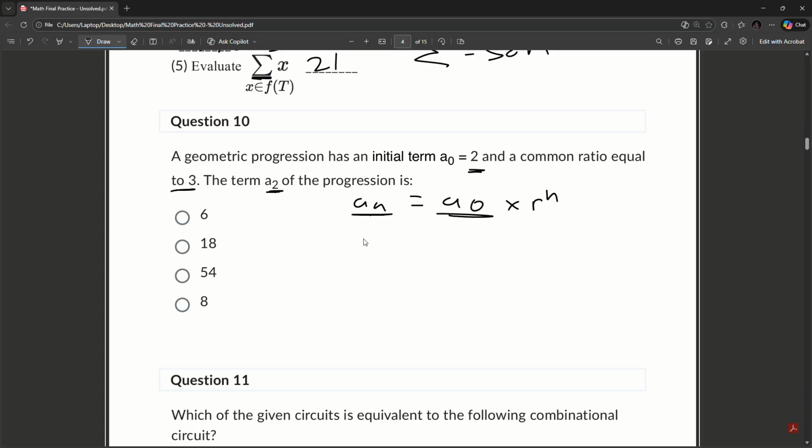So let me reiterate. a_0 equals 2. r is 3. n is 2, because n is the number you want to get, right? So it is quite literally 2 times 3 to the power of 2. And if I do that on my calculator, that should give me 18.